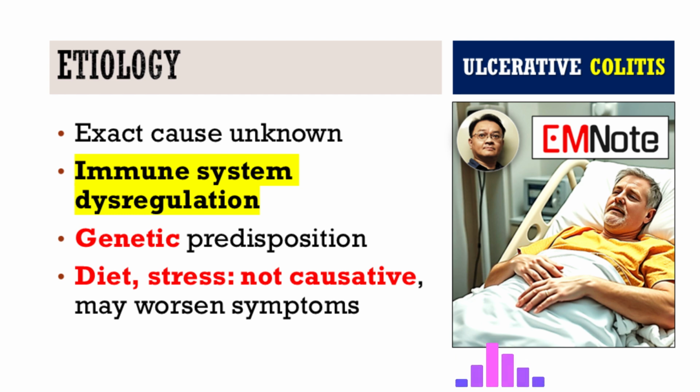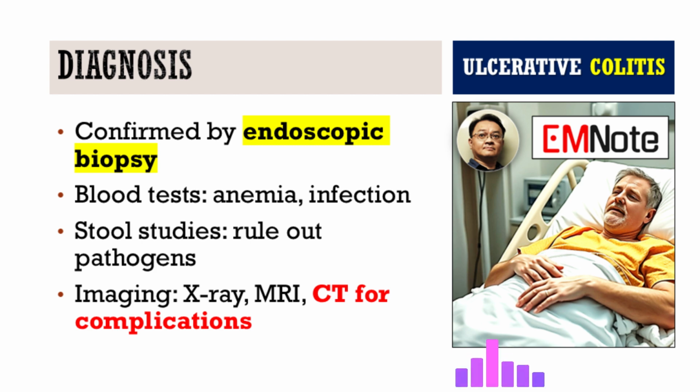Good clarification. So if you suspect UC based on symptoms, what's the definitive diagnostic method? How do you confirm it? The gold standard is looking at the tissue. So histopathological examination of biopsies taken from the colon's lining during an endoscopy. That gives the definitive answer. Endoscopy with biopsy. Got it.